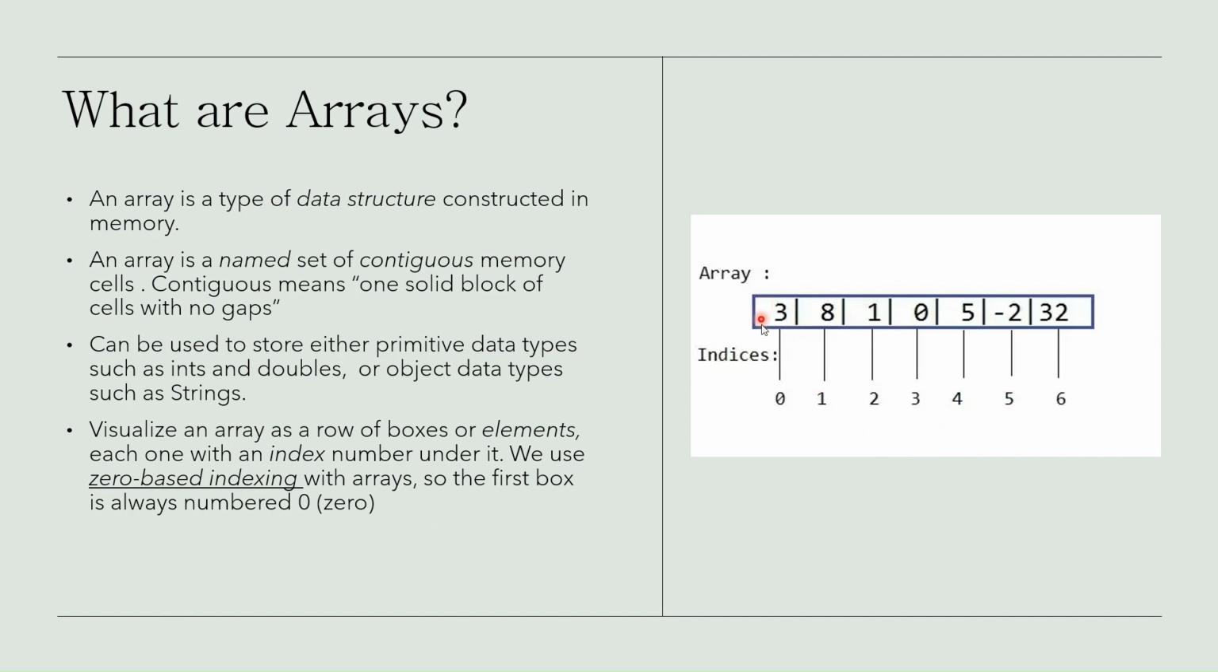Okay, so you can see the boxes. Each box is considered as an element, and each element has an index. So the index here is 0, then 1, 2. And the first index in an array starts from 0. So it's not from 1, it's from 0.